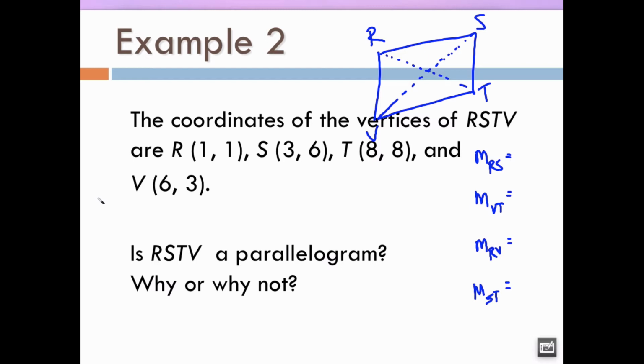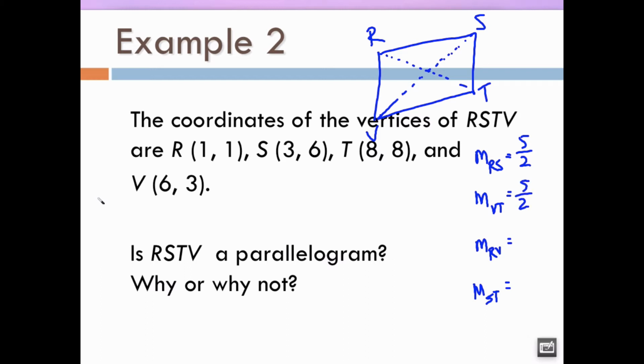Christelle, coming back to you, if it is a parallelogram, what are we going to find out about the slopes? That you would have two of the same slope. Just shout it out when you've got your answers. 5 halves. RS you had, right? Yeah. Is she right? Good. 5 halves. I assume you had VT? Yes.